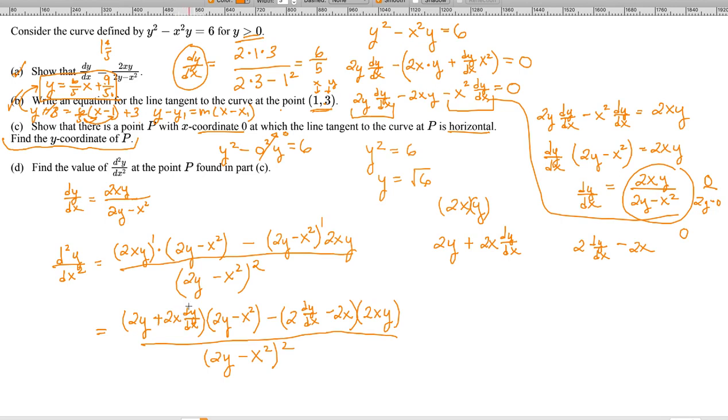And as a final step, I leave it to you guys, you could write dy/dx everywhere we see dy/dx in our second derivative. This is d2y/dx2, which means the second derivative of this original curve.